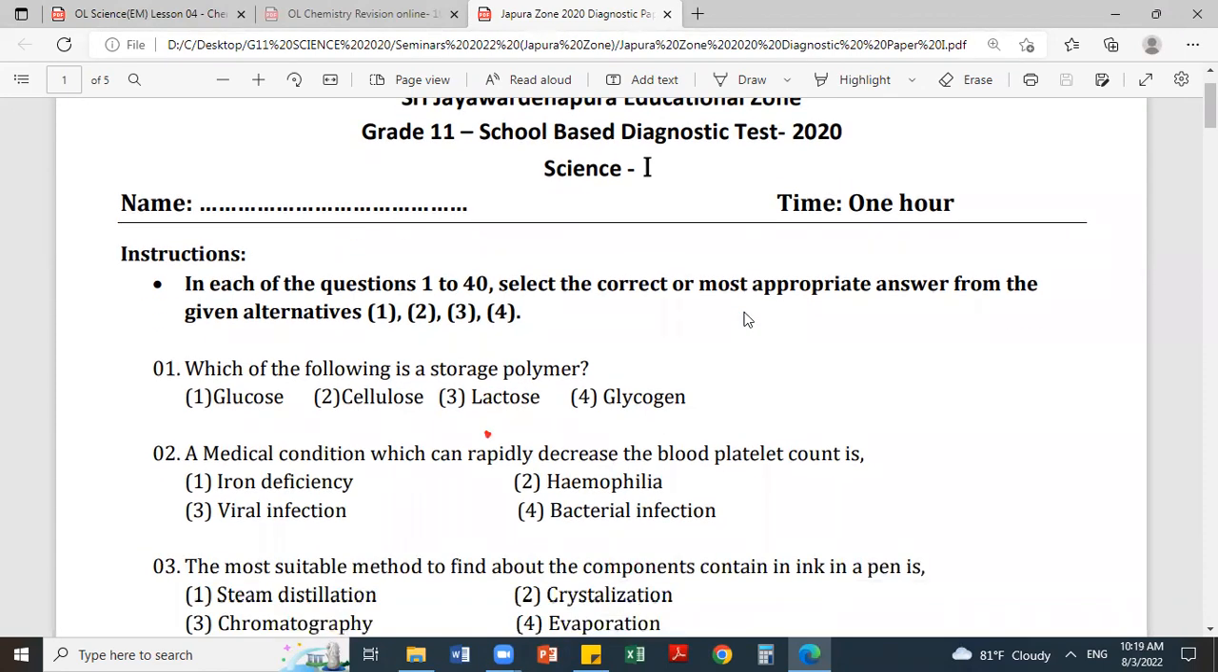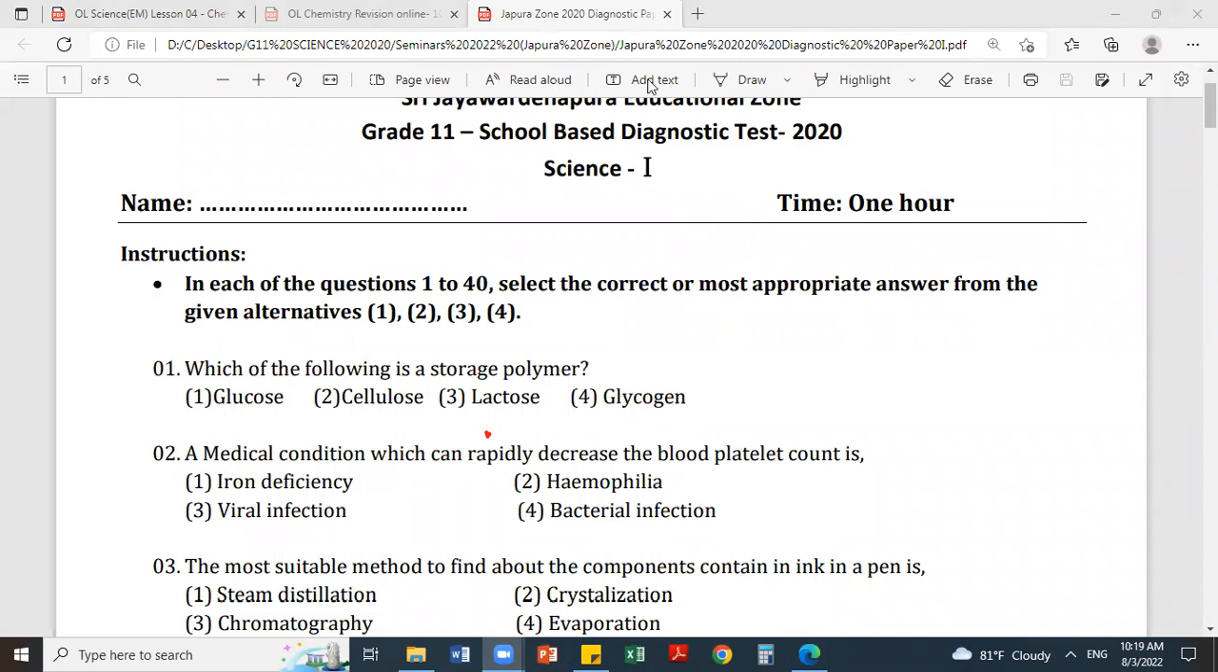Question number 1. Which of the following is a storage polymer? What is the storage polymer out of this? Where is it stored? In which organ? In which group of animals or organisms? Very good, those who replied on chat. Imasha, it's in the liver. Ravin, very good. Imasha correct, Chanul correct. The answer is glycogen.